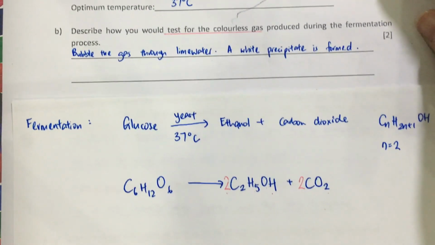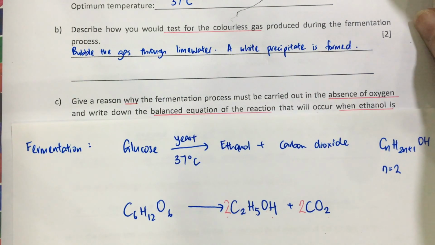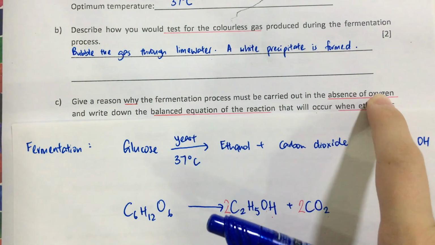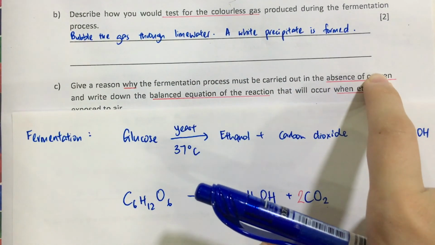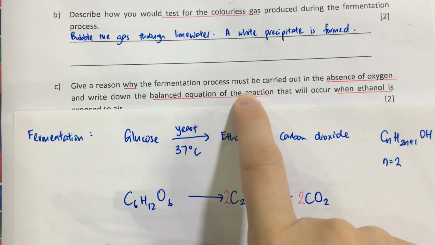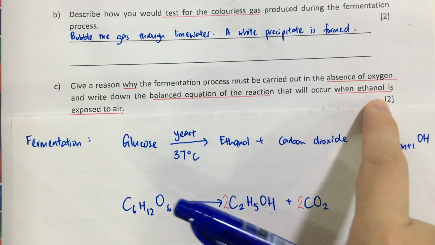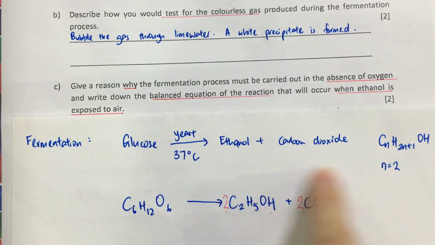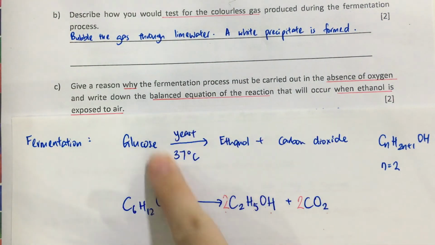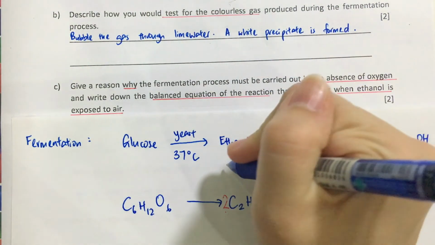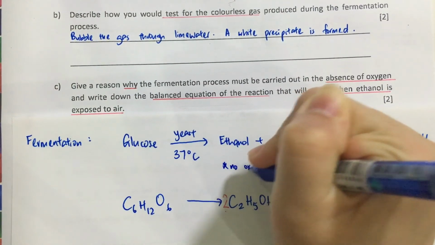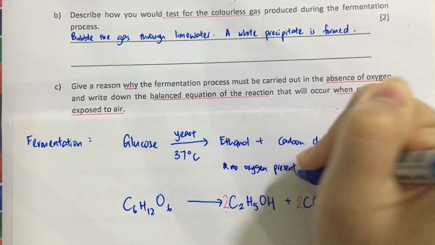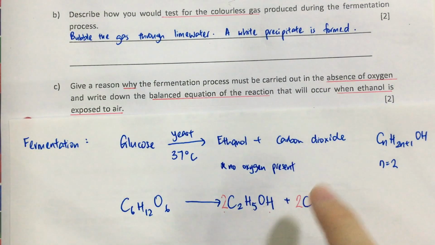Okay, then next. Give a reason why fermentation must be carried out in the absence of oxygen, and write the balanced equation of the reaction when ethanol is exposed to air. So this part is talking about fermentation. There is a condition for fermentation where there is no oxygen. We cannot have any oxygen present. Okay, we must make sure there is no air. And what is the reason?